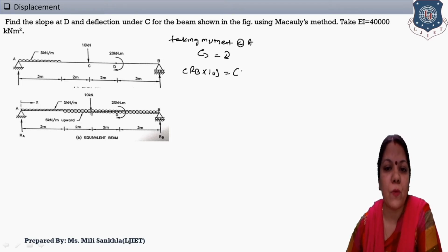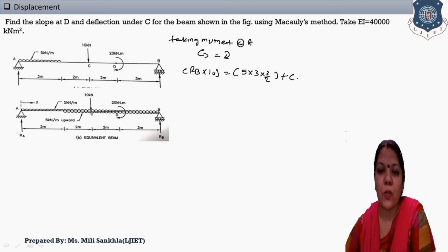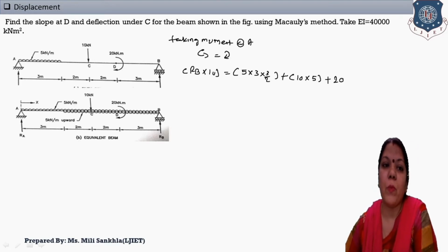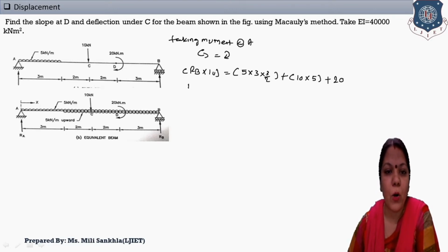Here, first our UDL load into distance: 5 into 3 meter, into 3 by 2. Next, plus this given point load of 10 kilonewton, which rotates clockwise with respect to point A, and the distance is equal to 5. The moment is given clockwise, so mention it here, and the moment is not multiplied with distance because a moment is already multiplied with distance. The unit of moment is kilonewton into meter, so there is no need to multiply the moment with distance when we find the support reaction.